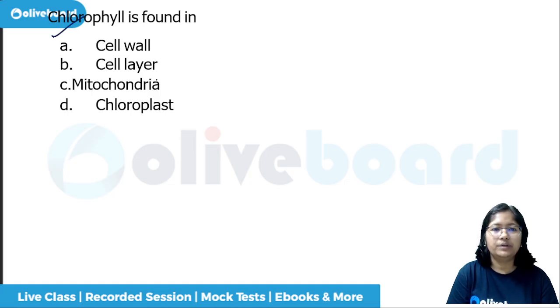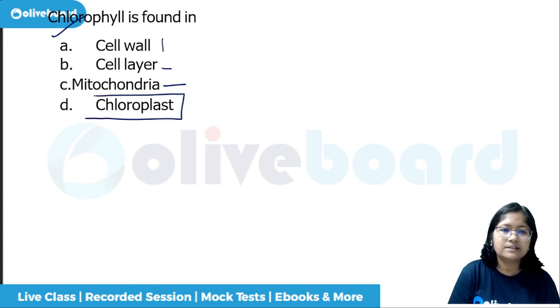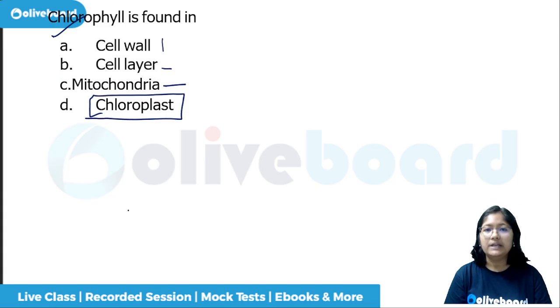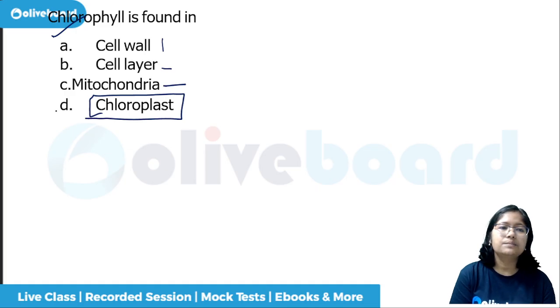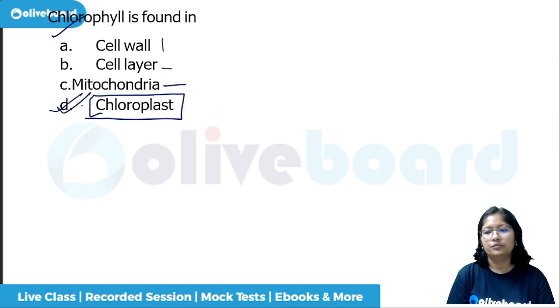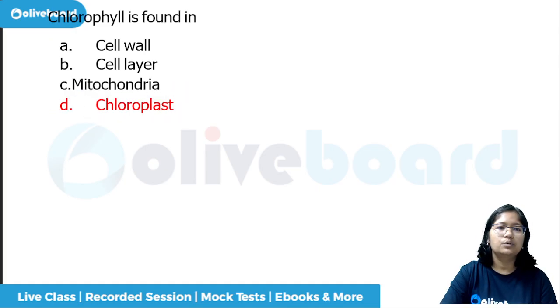Chlorophyll is found in, is it found in cell wall? Cell wall is dead. Is it found in the mitochondria or in the chloroplast? So we have seen that the cell organelle is chloroplast. What you find in that chloroplast is the pigment, which is chlorophyll. So chlorophyll is found in chloroplast.